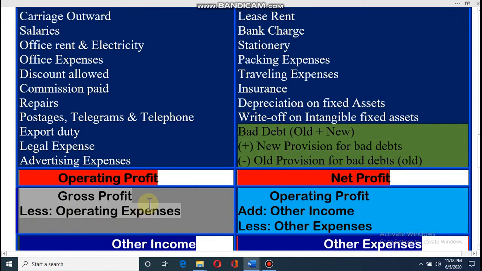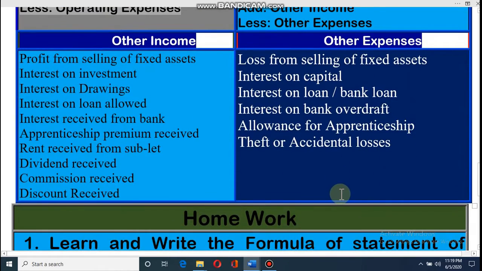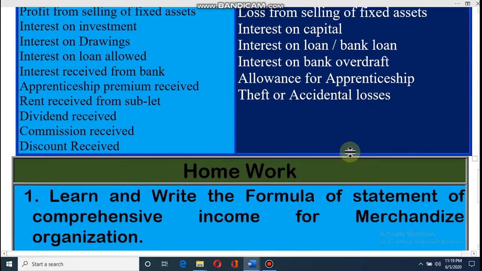That means from the total of gross profit, you have to subtract the operating expenses, the expenses which occurred in the business for day-to-day expenditure. Then net profit: operating profit add other income less other expenses, then it is net profit. Dear student, I hope you understand. Now we can prepare the income statement. That means you can find out the profit or loss.